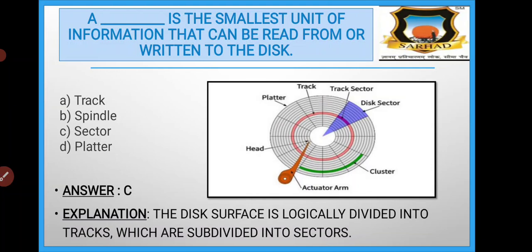This one is the magnetic tape, and in this case there are the tracks. The disk surface is logically divided into tracks, and these tracks are subdivided into what are called sectors. So this is the image of a disk.